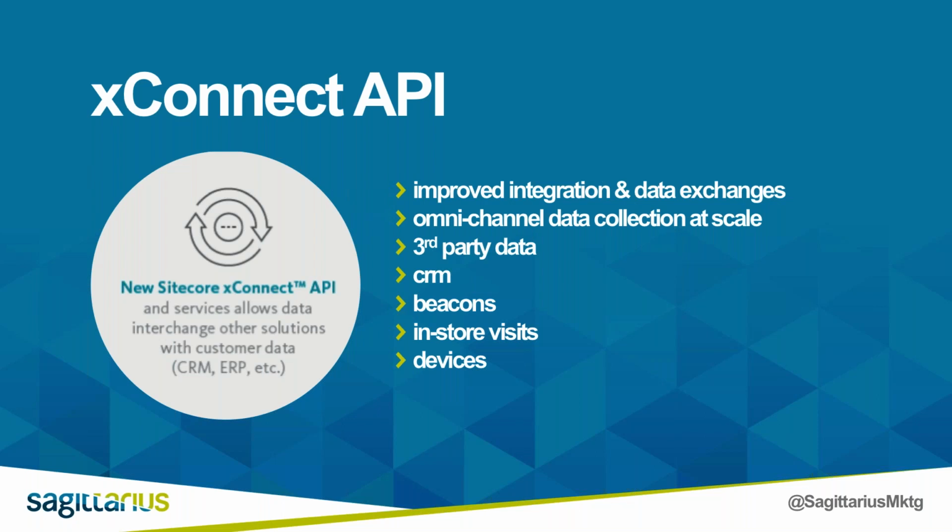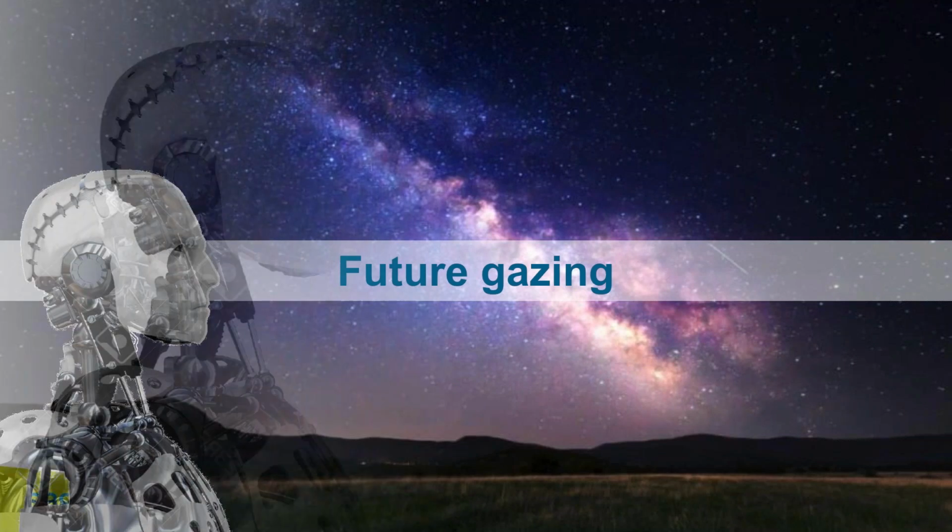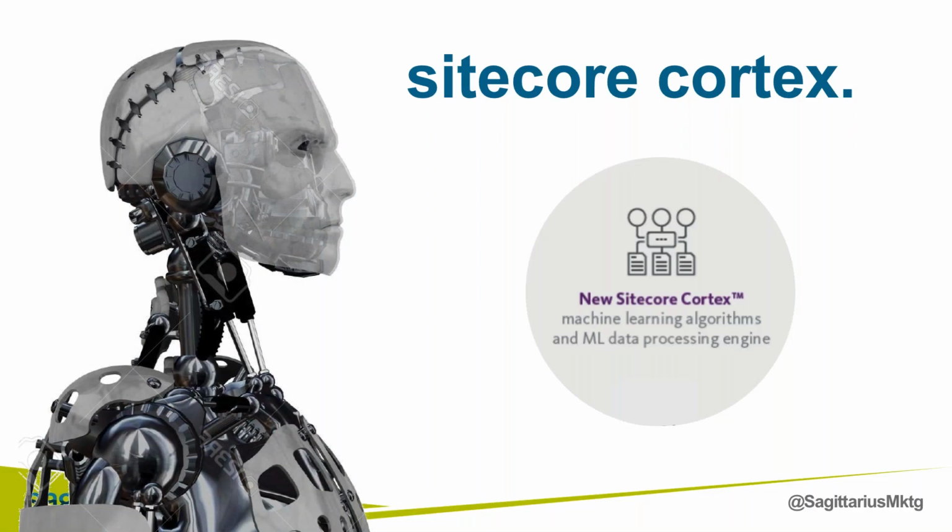So just quickly, I'm going to go into a little bit of future gazing. And what do I mean by that? Sitecore Cortex. So with 9, Sitecore introduces Sitecore Cortex. Sitecore have applied a very distinct machine learning algorithm in combination with a powerful ML engine that operates on XDB data to give businesses huge advantage in automation, processing, and intelligent insights.